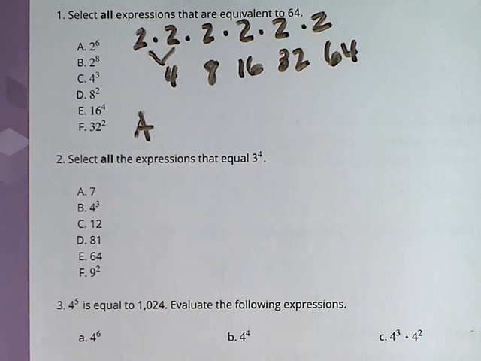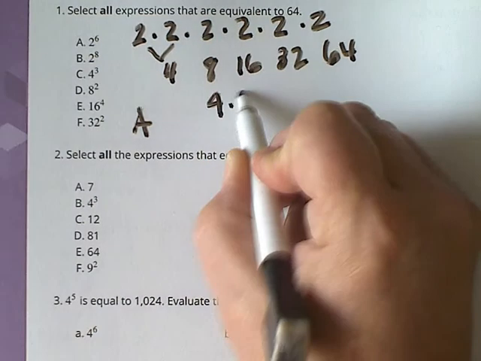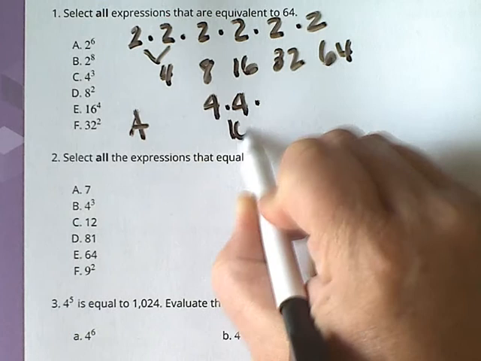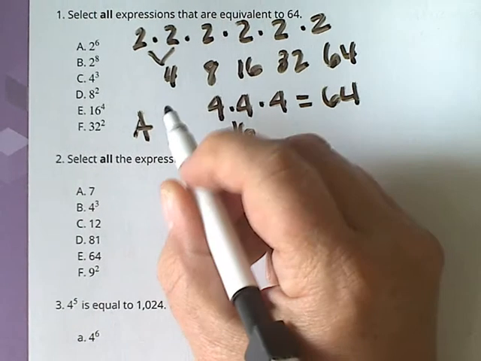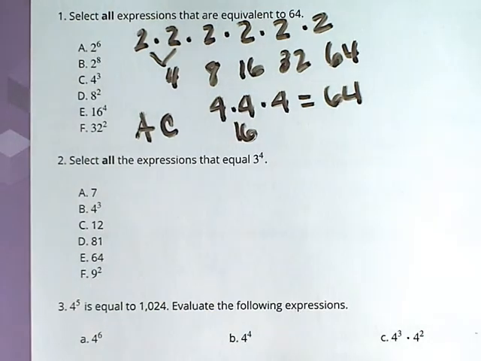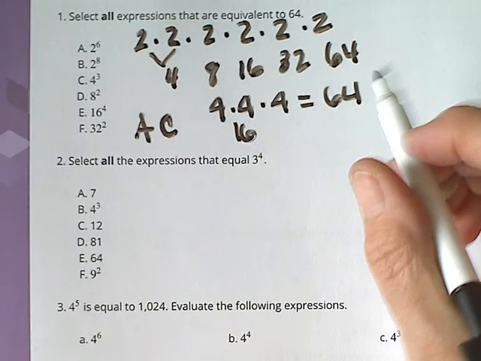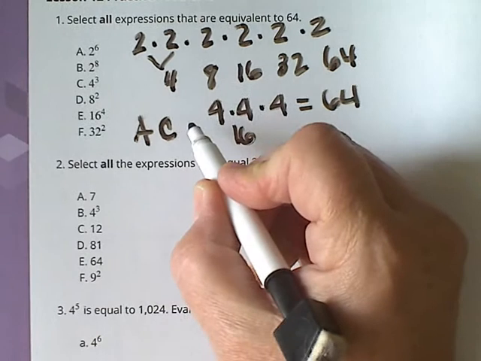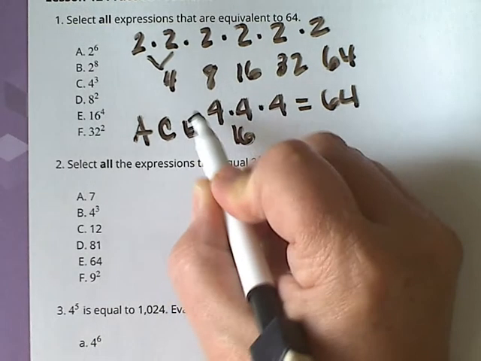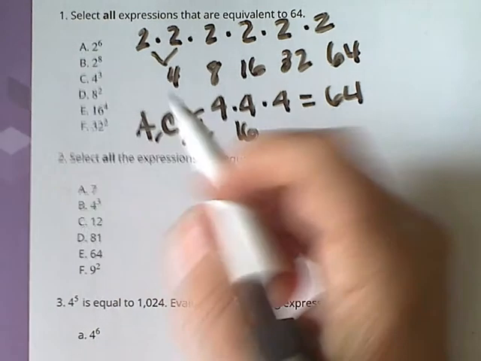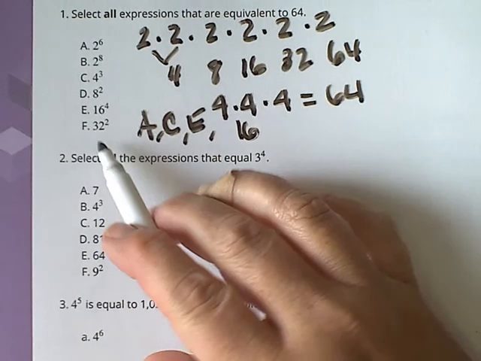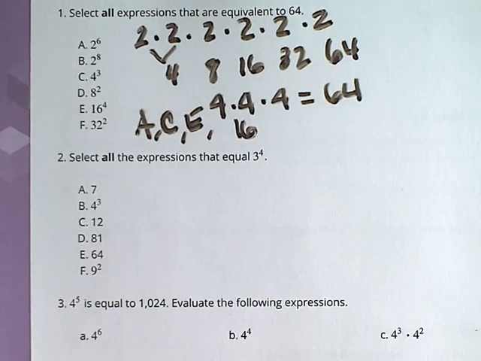4 times 4 is 16, and 16 times 4 is 64. So we also have C, and 8 squared is 64. So A, C, and E for these problems. You can tell that 16 to the fourth and 32 squared would be way too much. It's not 32 times 2, it's 32 times 32.